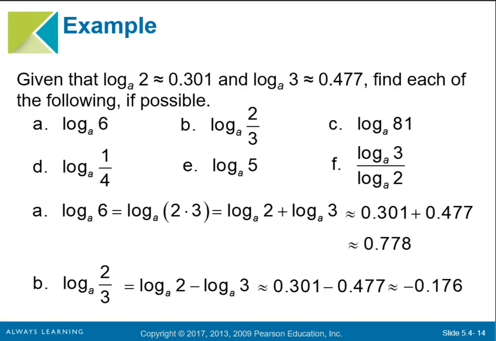0.176. All right, we're at about 10 minutes. I'm going to stop here and we'll pick up on part 3.